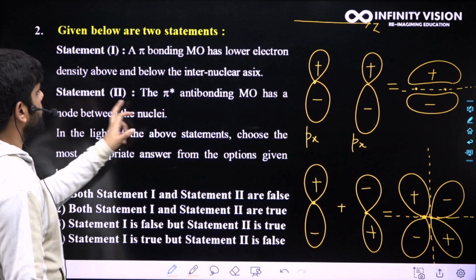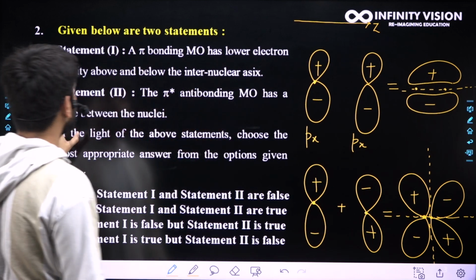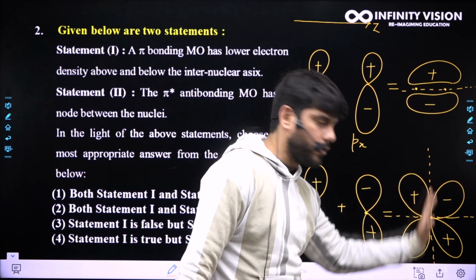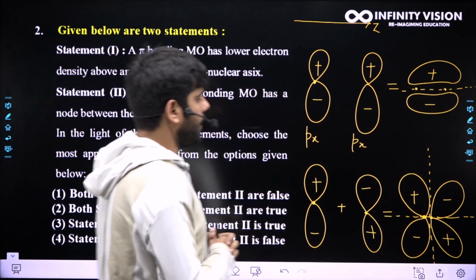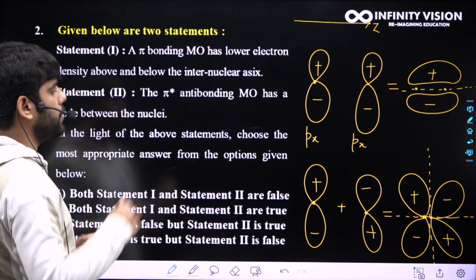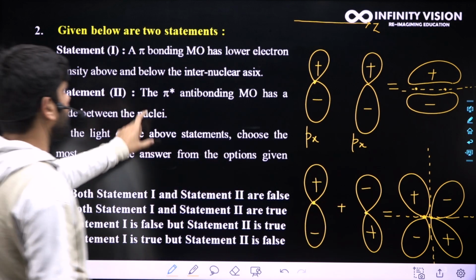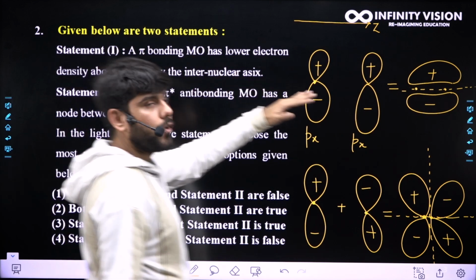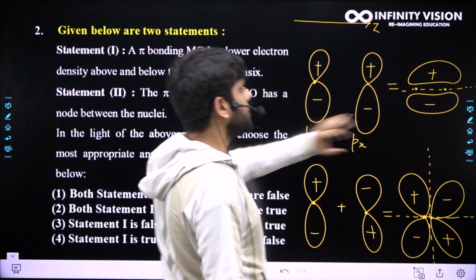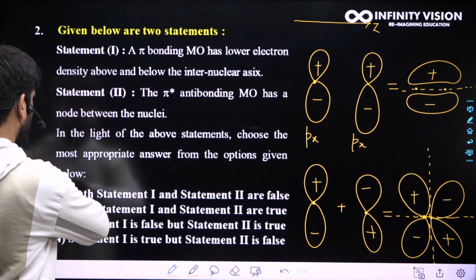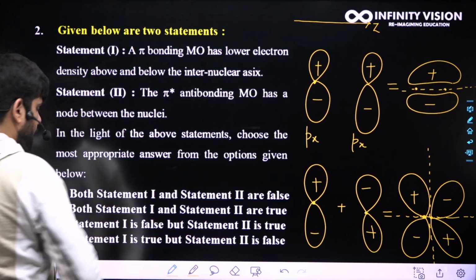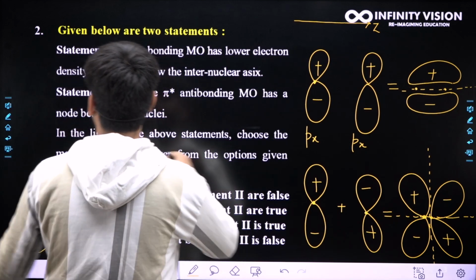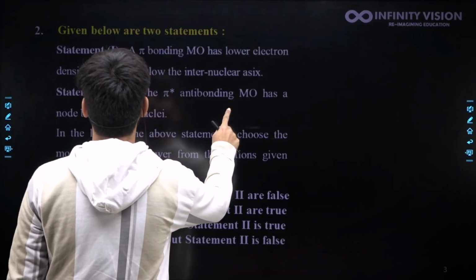So statement number 2 says the pi star anti-bonding molecular orbital has a node between the nuclei. Yes, we have the nodal plane which is passing in between the nuclei, and it is perpendicular to that internuclear axis. So the second statement is correct, but the first statement, which says that a pi bonding molecular orbital has lower electron density above or below this internuclear axis, this is wrong, right? So statement number 1 is false, but statement number 2 is true. I hope the question is clear to you. Let us move to the next question.